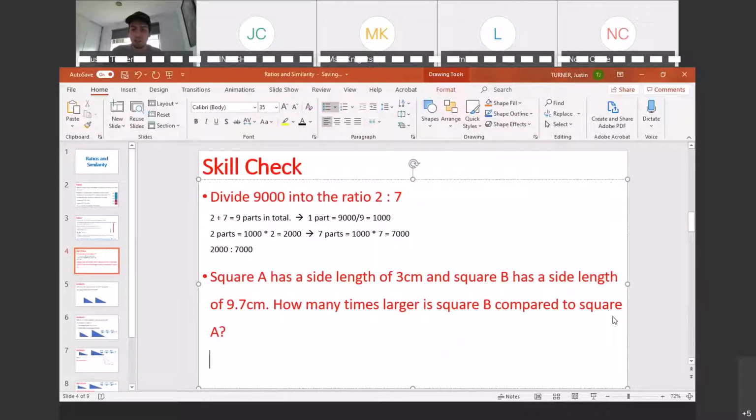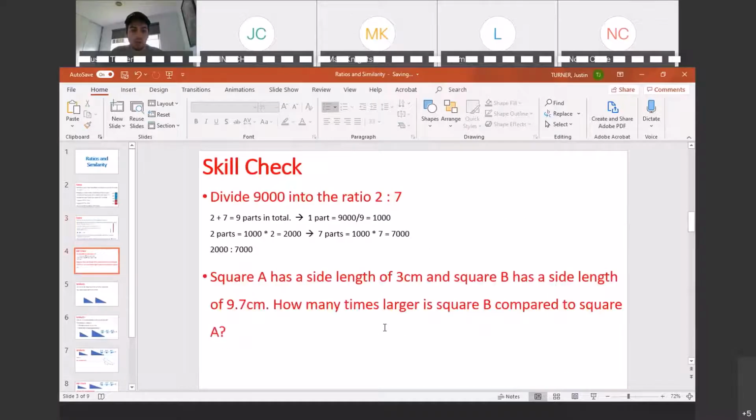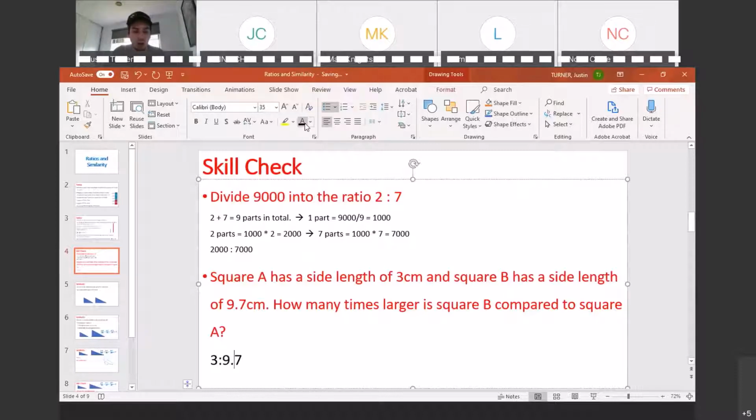The second one is quite similar to what we did. We've got a square that has a side length of 3, and the second square has a side length of 9.7. So we've got a ratio of 3 to 9.7. Now, if we want to find the expansion factor, because that's essentially what we're trying to do, we need to divide each side of this ratio by the smaller number.